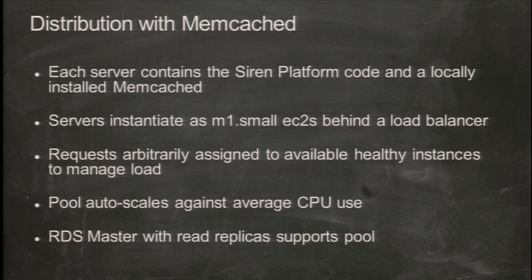So the big problem with the way Memcached was distributed with this particular platform was that each server contained the entire Siren platform code and a locally installed Memcached. We instantiated all these servers as M1 smalls, and they all sat behind a load balancer. This meant that requests to our Siren server pool were arbitrarily assigned to healthy instances. If you've used load balancers and EC2s, this is kind of standard. It just round robins them to anything healthy. And we would auto-scale that pool of Siren servers against average CPU use.